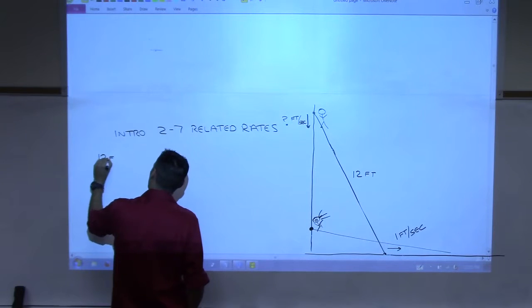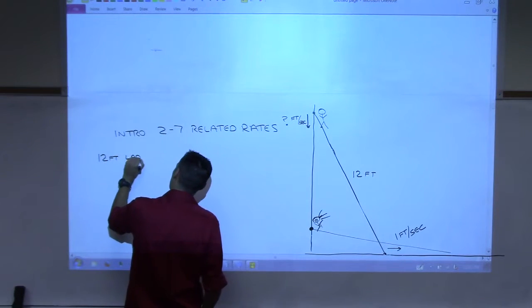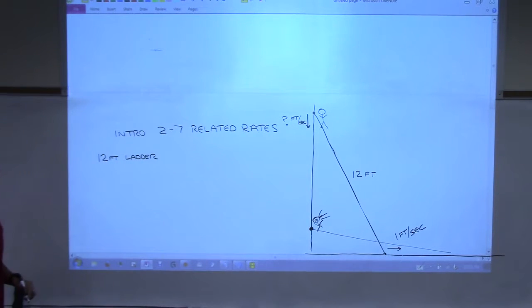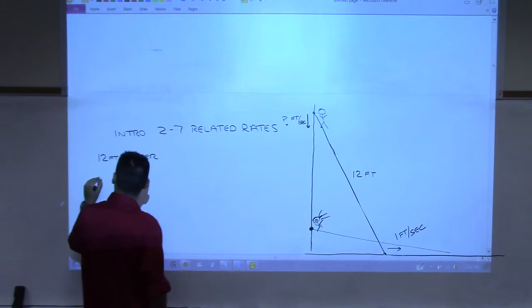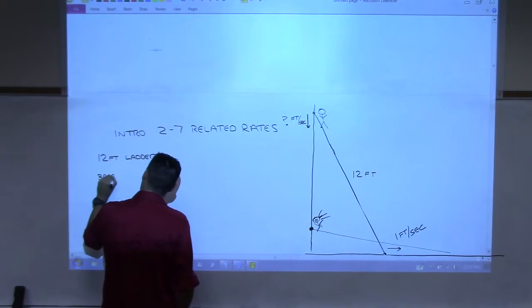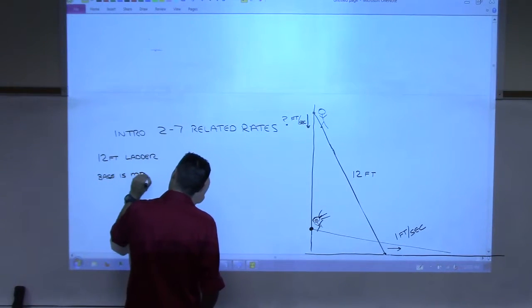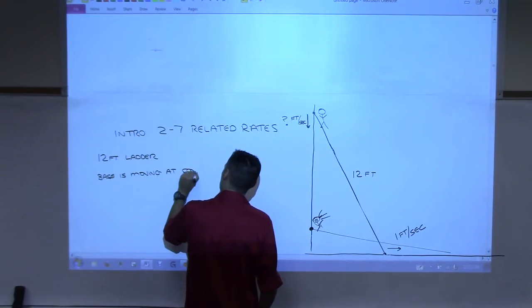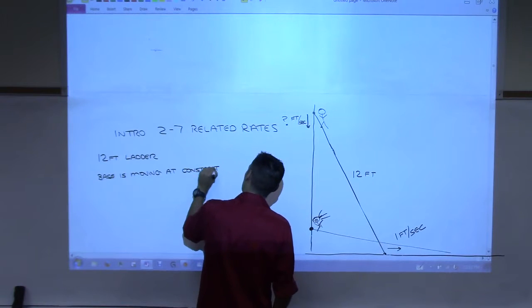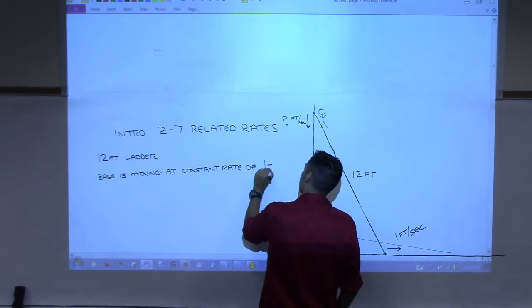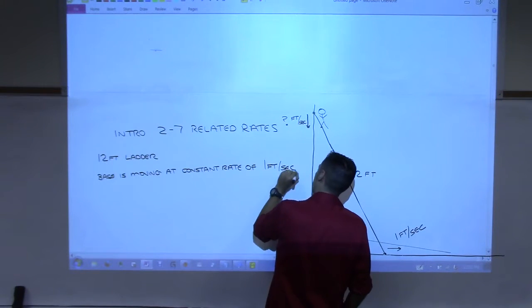12-foot ladder, right? Let's just write the things we know. I have a 12-foot ladder. The base is moving at a constant rate of 1 foot per second.